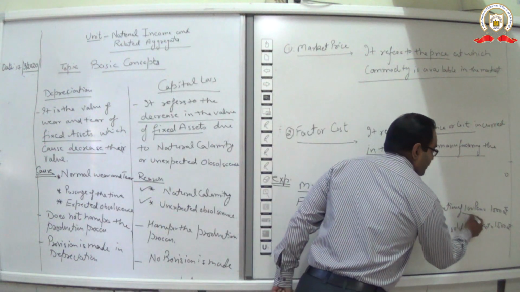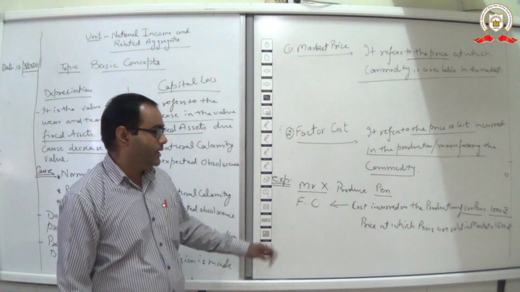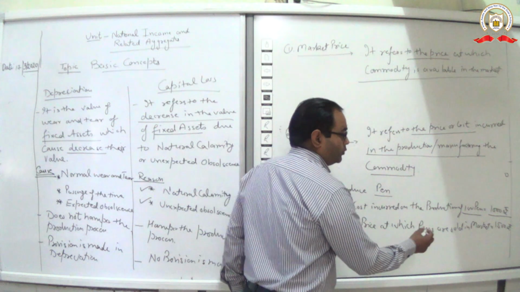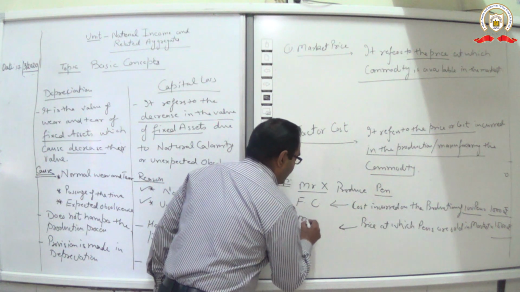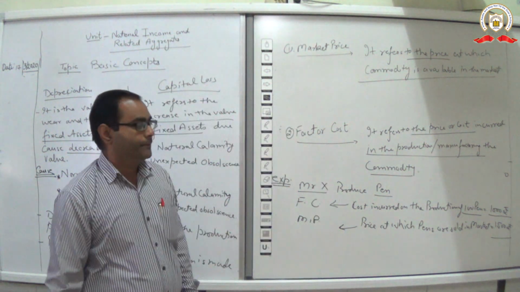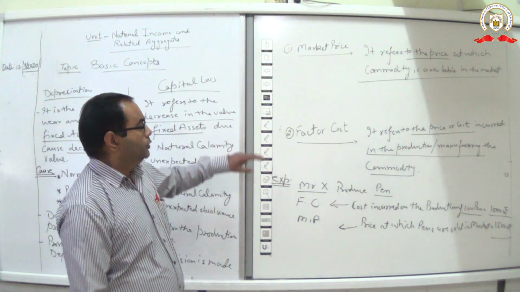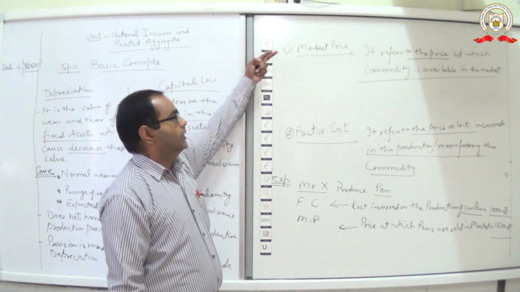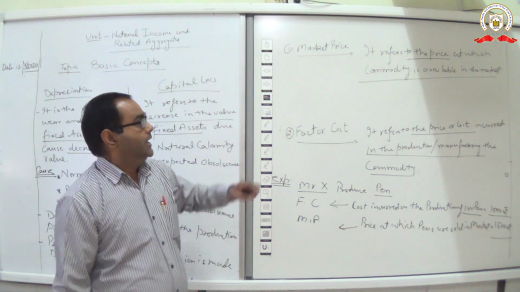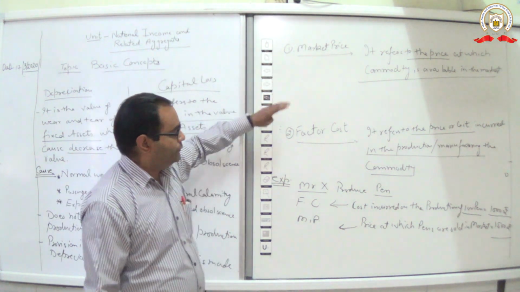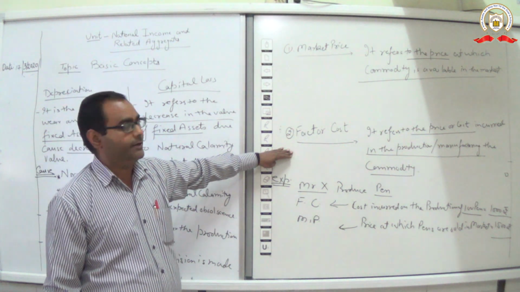So to produce 100 pens, Mr. X has incurred 1000 rupees, and the price at which pens are sold in the market is 1500 rupees. That term is market price, MP. The difference is known as net indirect tax. To reach from factor cost to the market price, we have to add net indirect tax, and if we want to reach from market price to factor cost, we have to subtract the value of NIT, net indirect tax.